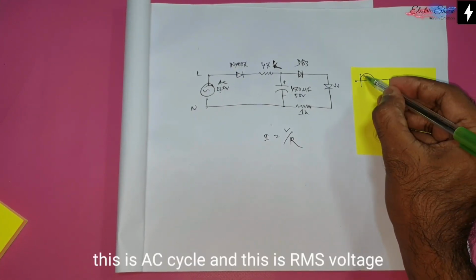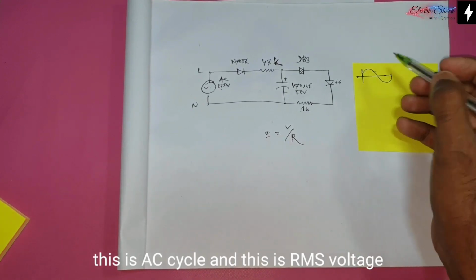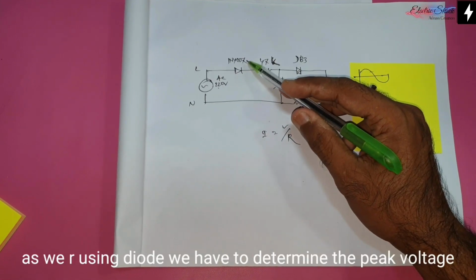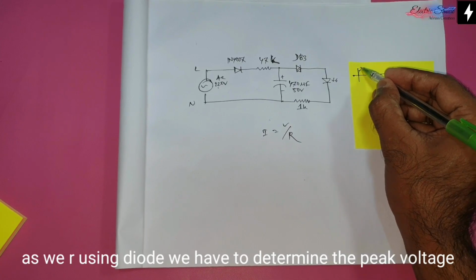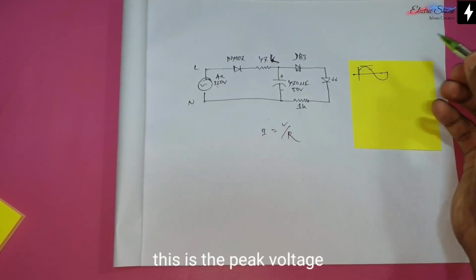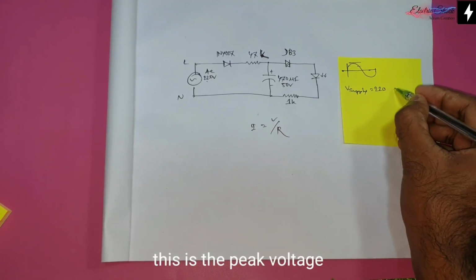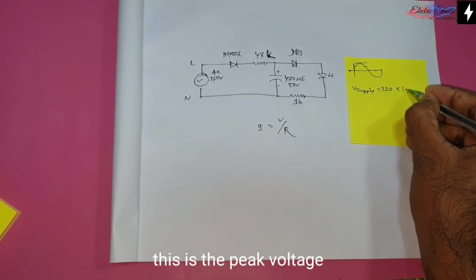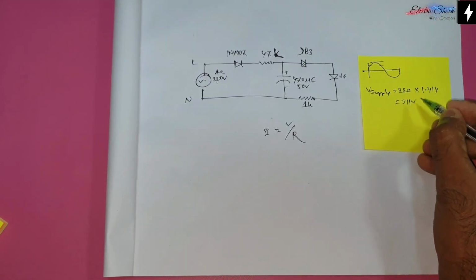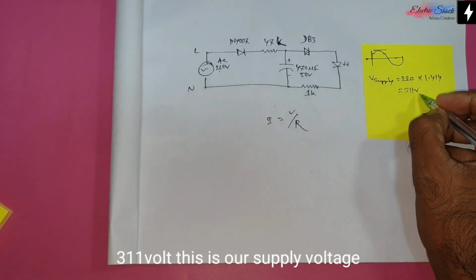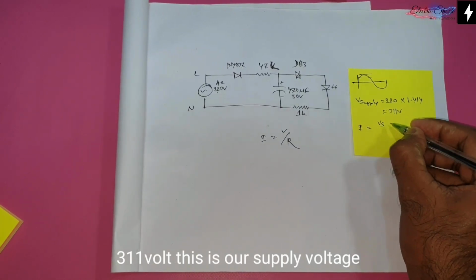This is the AC cycle and this is the RMS voltage. As we are using a diode, we have to determine the peak voltage. This is the peak voltage. So our supply voltage will be 220 multiplied by 1.44. This is 311 volt. This is the supply voltage.